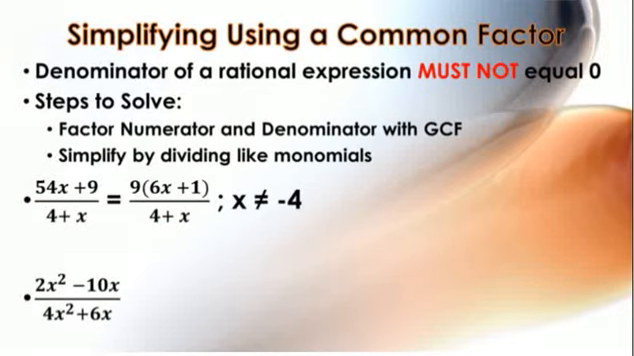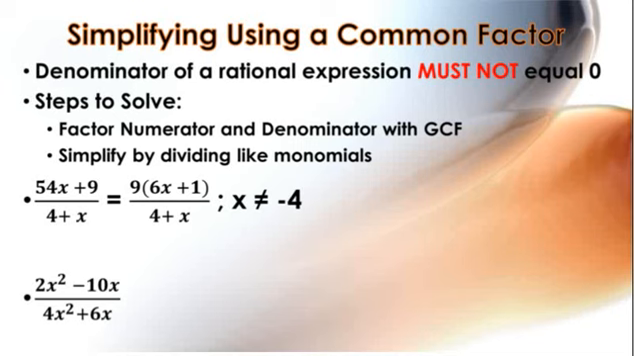But now let's look at simplifying using a common factor. We're going to have to do more to factorize to simplify it. But then we also still need to find out what the variable has to equal for it to be undefined. The first one is done for you. Let's look at the second one here.